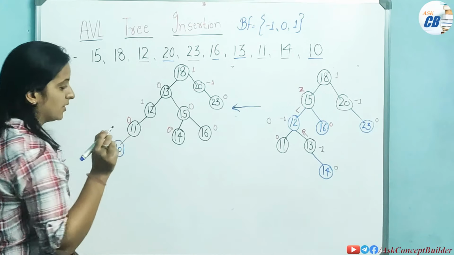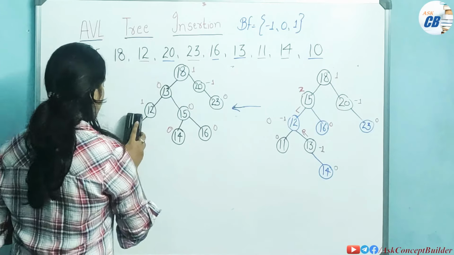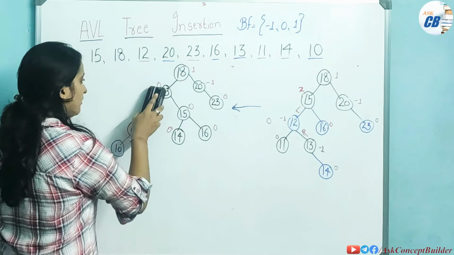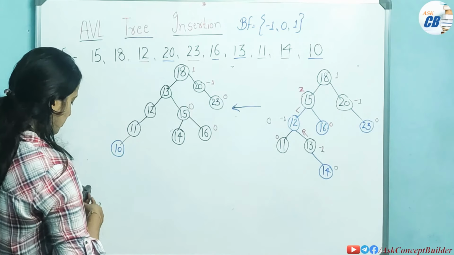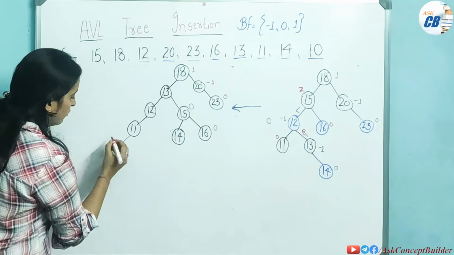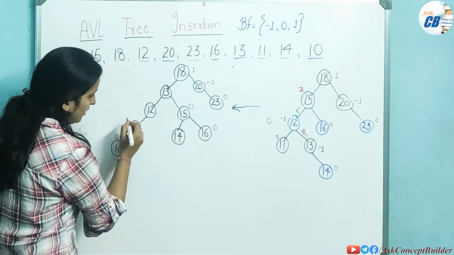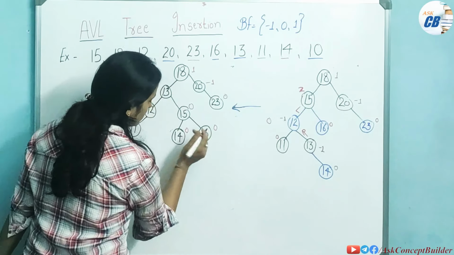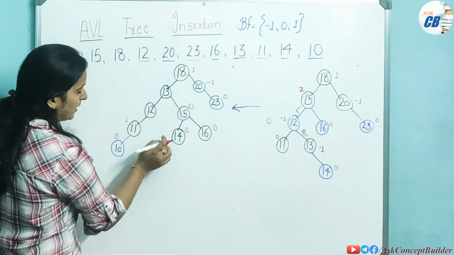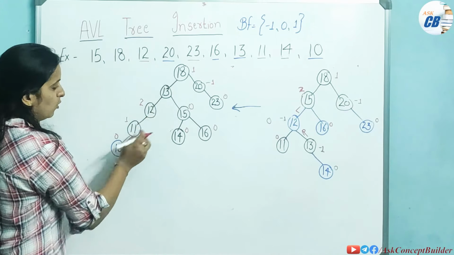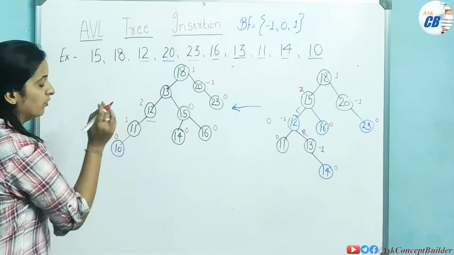Now after inserting, what you have to check again is whether your tree is balanced or not. For that we have to find the balance factor for each and every node. See, balance factor for this is 0, this is your leaf node. Balance factor for this will be 1 minus 0 is 1. Balance factor for this is 0, for this is 0, for this is 0. Now balance factor for this you will check: 2 minus 0 is 2. Now again this tree is not balanced because of this node.